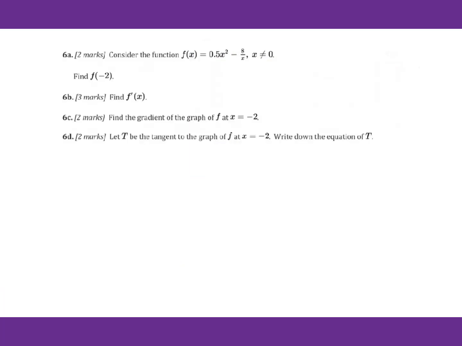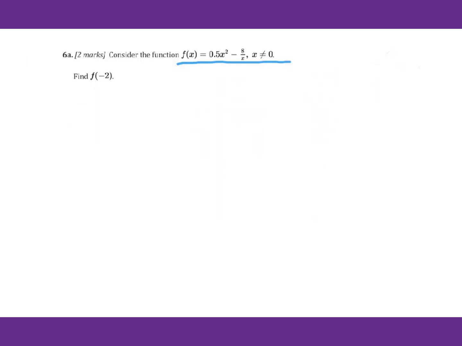6a. Consider the function f of x equals 0.5x squared minus 8 over x. Find f of negative 2. We just need to plug negative 2 into this function. You will get 0.5 times negative 2 squared minus 8 over negative 2. We put it into the calculator, and you will get 6.